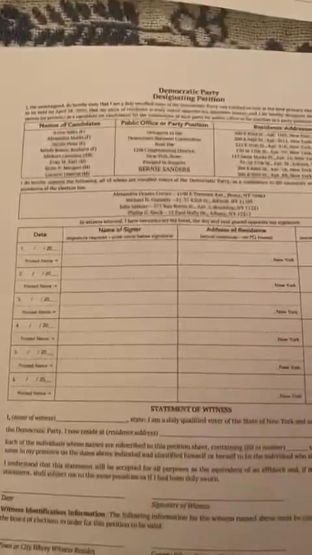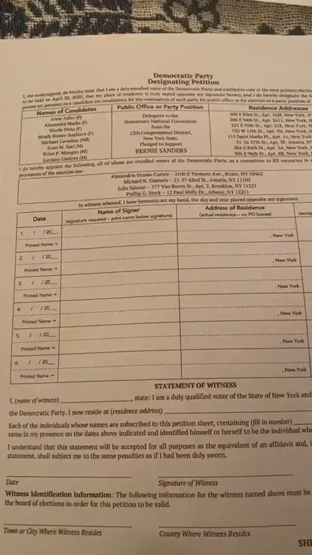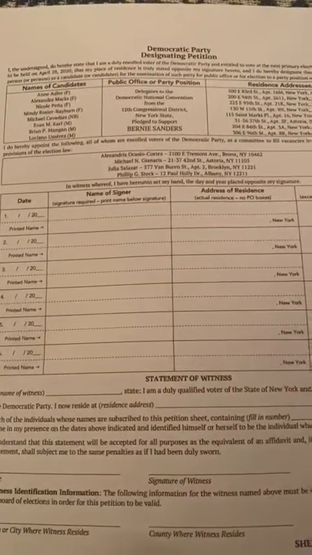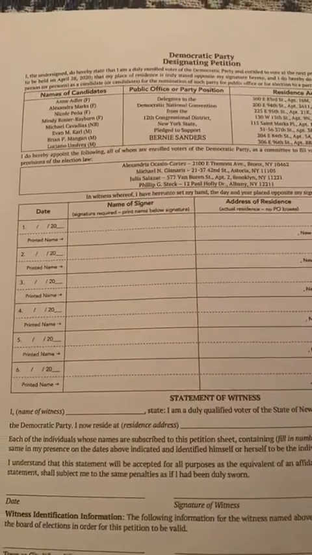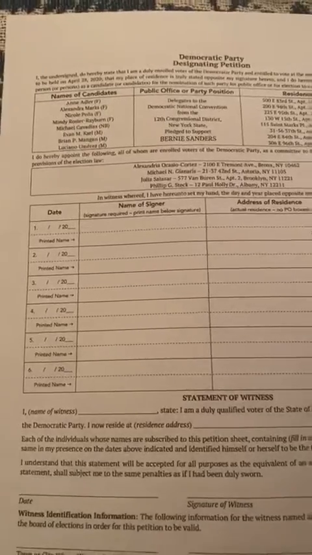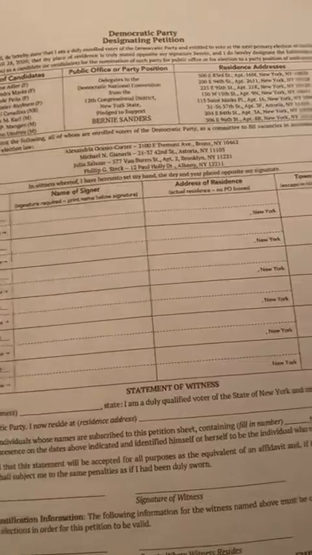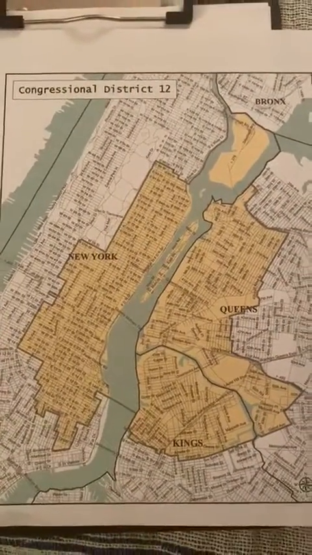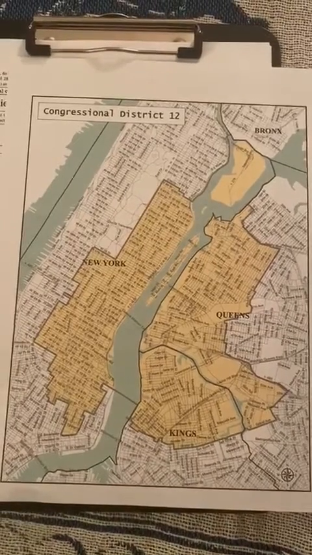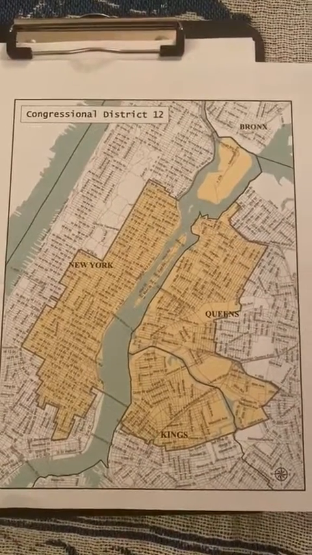To sign this petition to get the delegates onto the ballot to represent Bernie Sanders at the Democratic National Convention, they need to be a registered Democrat in New York State, as well as live in the district, Congressional District NY12. I'm going to try to have a map of the district attached to every single clipboard for my events.